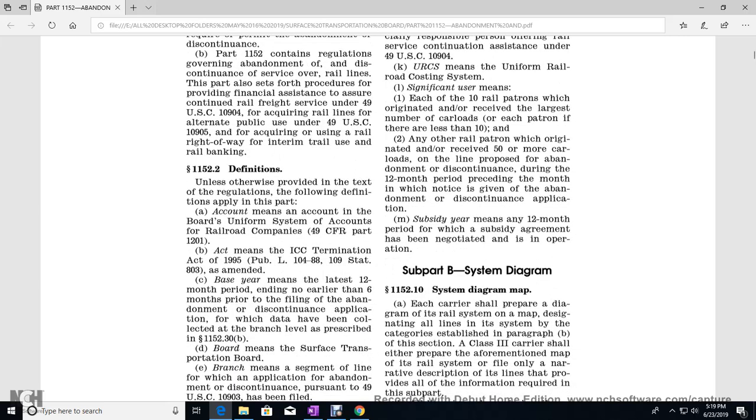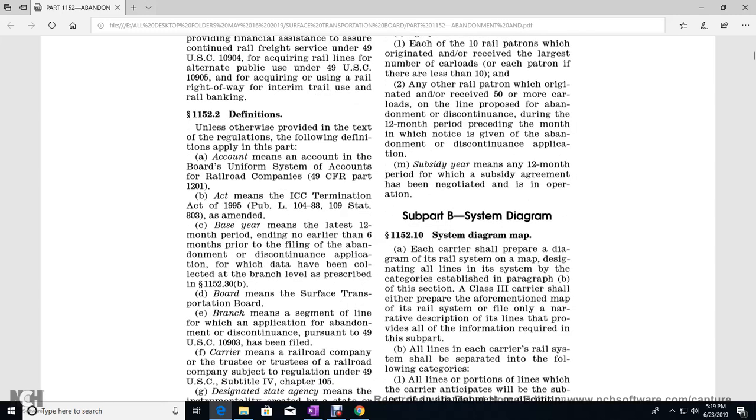1152.2, Definitions. Unless otherwise provided in the text of the regulation, the definitions apply as described, with the accounting meaning of the account in the Board's Uniform System of Accounts for railroad companies. Act means the Interstate Commerce Commission Termination Act of 1995, as amended. Base year means at least a 12-month period ending no earlier than 6 months prior to the filing of the abandonment or discontinuance application, for which the data have been calculated at the branch level prescribed in 1152.30(b). Board means the Surface Transportation Board. Branch means the segment of the line for which the application for abandonment or discontinuance pursuant to Title 49 U.S. Code 10903 has been filed.